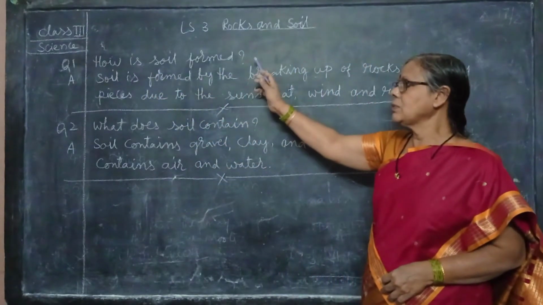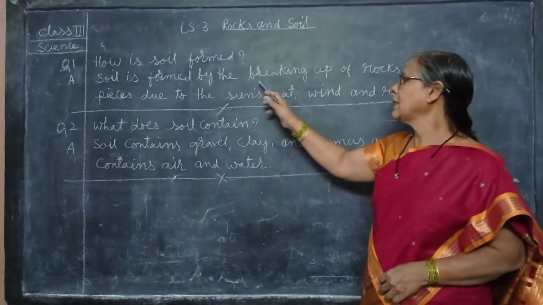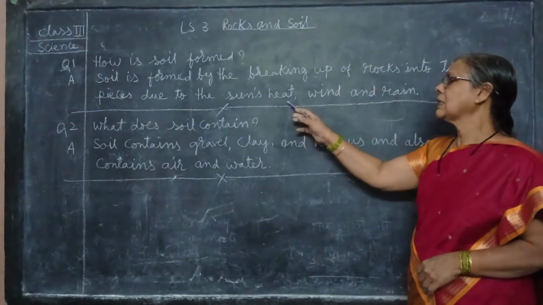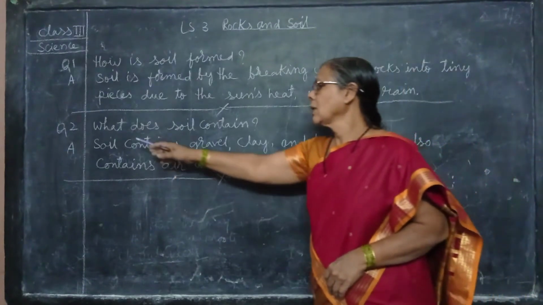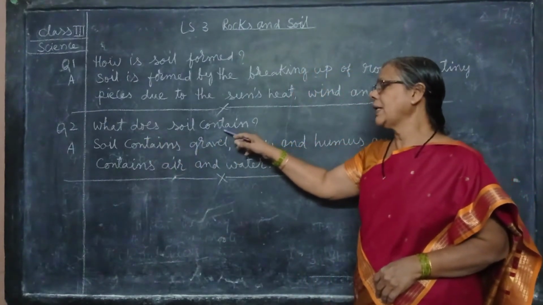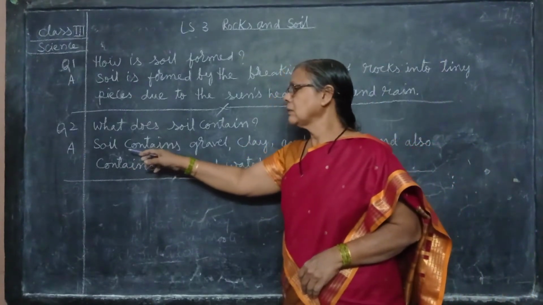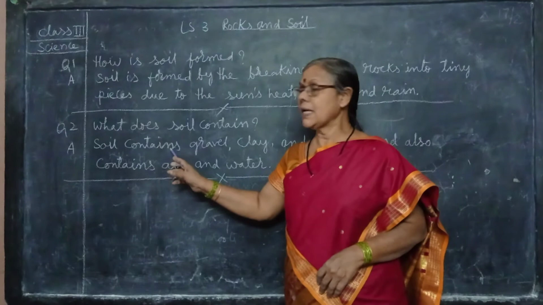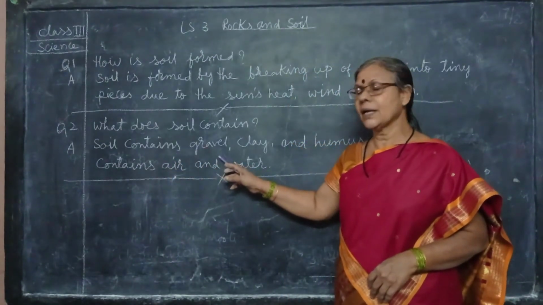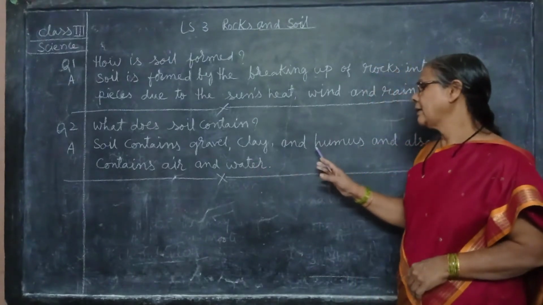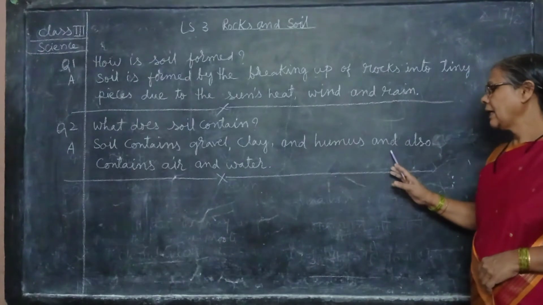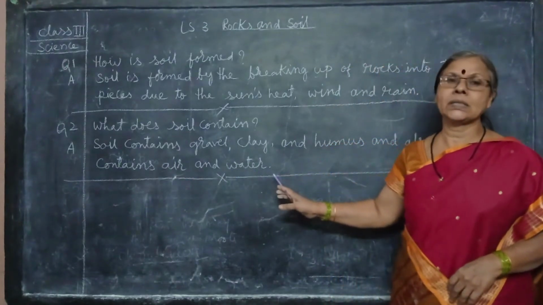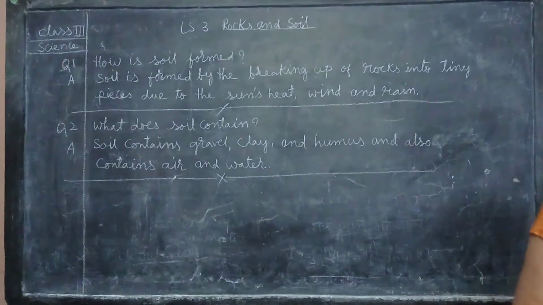How is soil formed? Soil is formed by the breaking up of rocks into tiny pieces due to the sun's heat, wind and rain. What does soil contain? C-O-N-T-A-I-N, contain. Soil, S-O-I-L, soil. C-O-N-T-A-I-N-S, contains. G-R-A-V-E-L, gravel. C-L-A-Y, clay. And H-U-M-U-S, humus. And also contains air and water. Please write these two questions and answers.